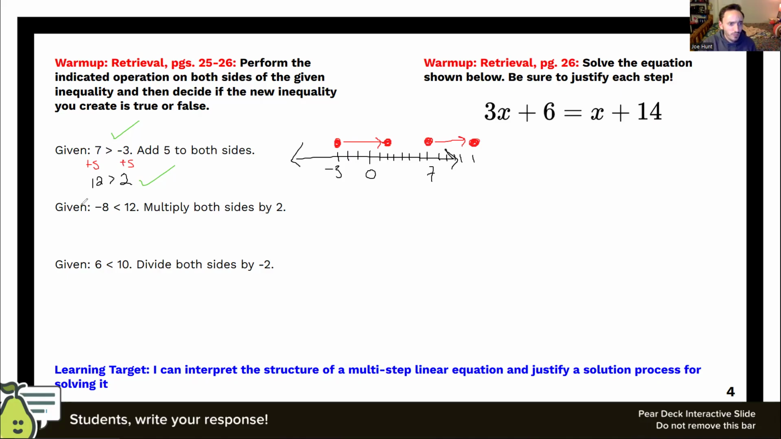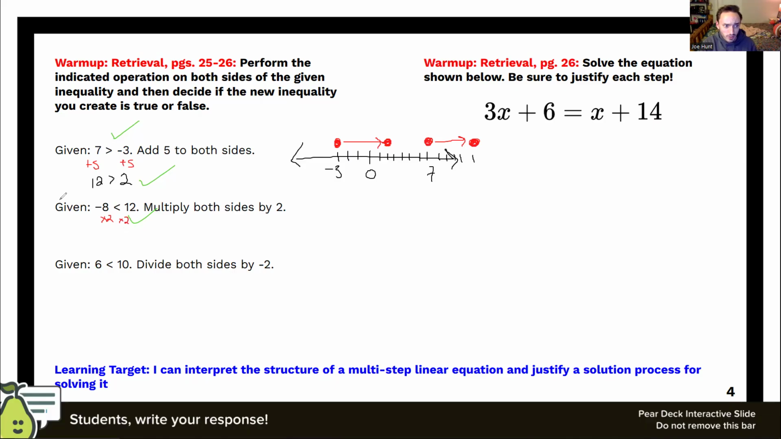So should still be true, right? That seems feasible. If I think about another one where I've got, say, -8 is less than 12, that's a true statement. A negative number is definitely less than a positive number. It's further to the left on the number line. What we're going to do though is double it, and see if that still proves to be true.